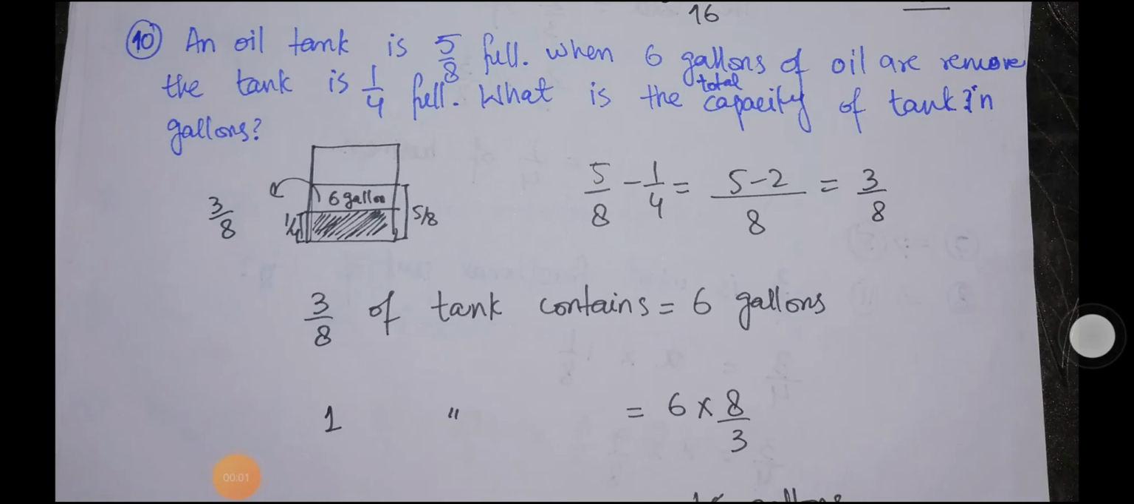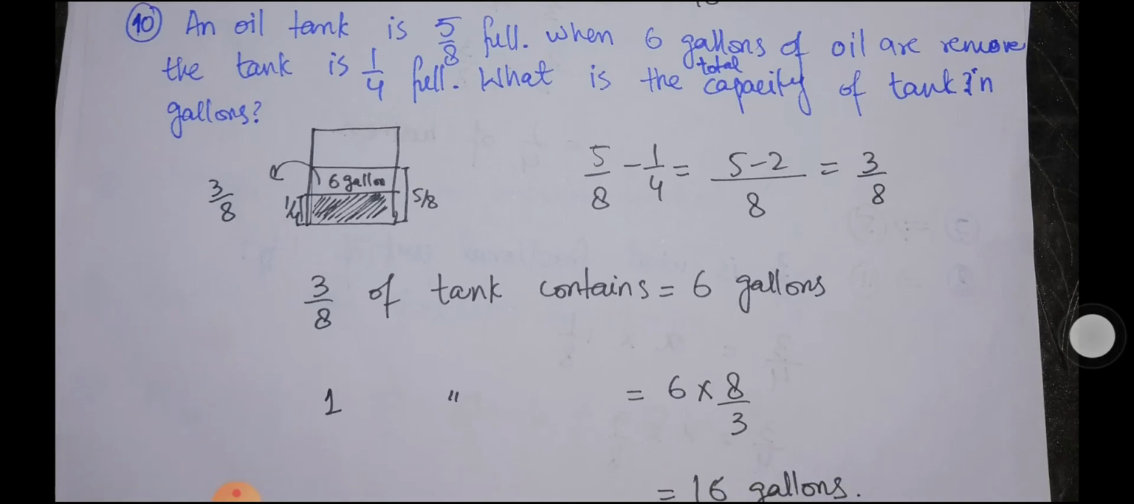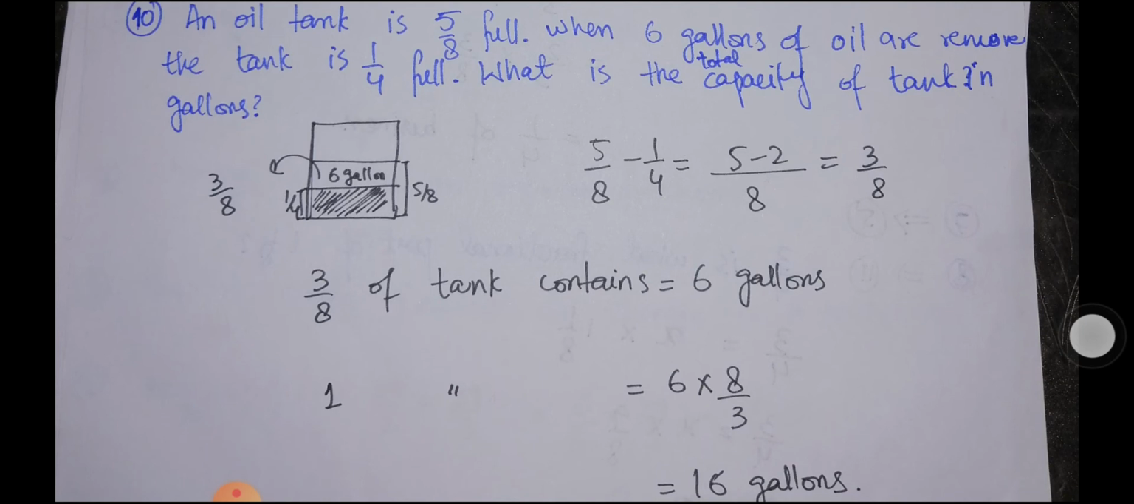Next, we have question number 10. An oil tank is 5 by 8 full. When 6 gallons of oil are removed, the tank is 1 by 4 full. What is the total capacity of the tank in gallons? That is how much oil can be contained in one tank.